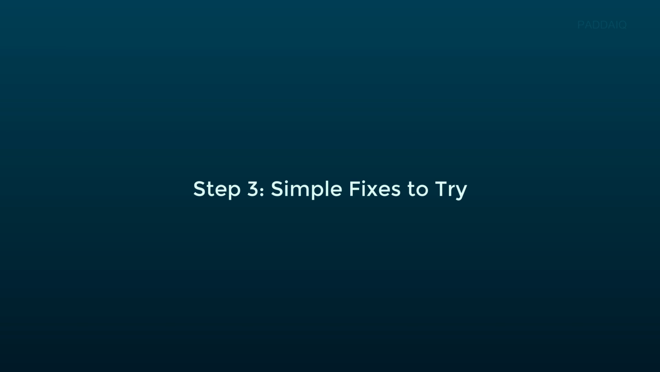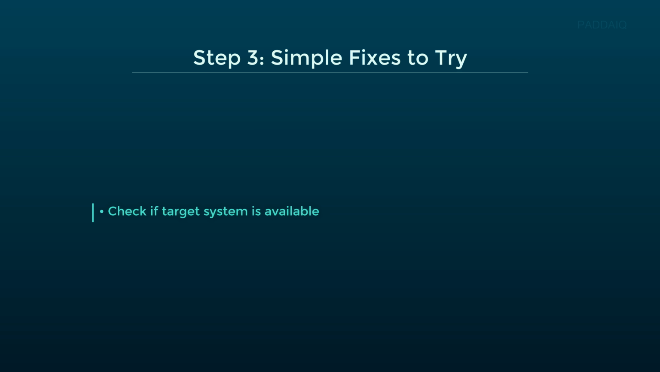Step 3. Begin with these simple fixes. Check if target system is available. This means verifying the SAP or external system you are connecting to is up and running. For instance, before troubleshooting a failed data sync, confirm the S/4HANA system is online and reachable from BTP. Always rule out basic connectivity first.